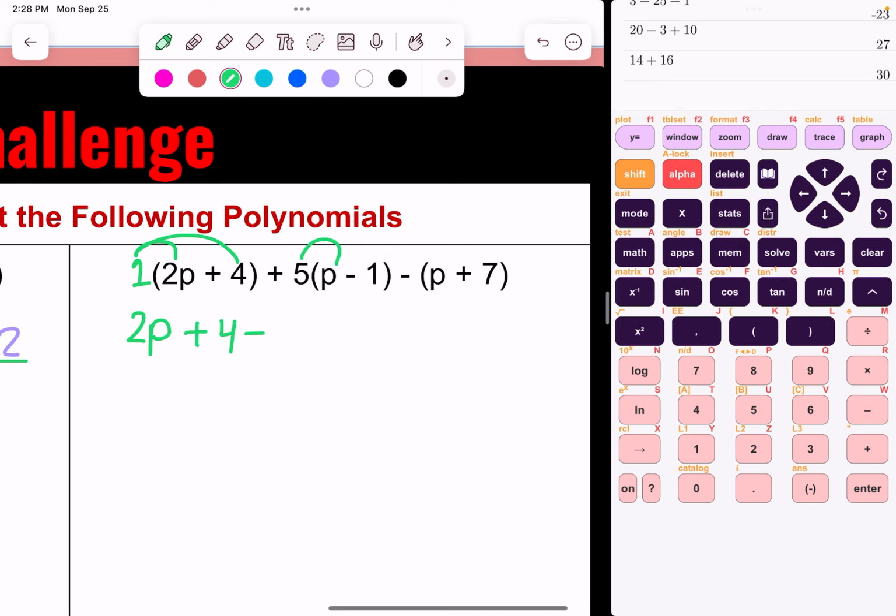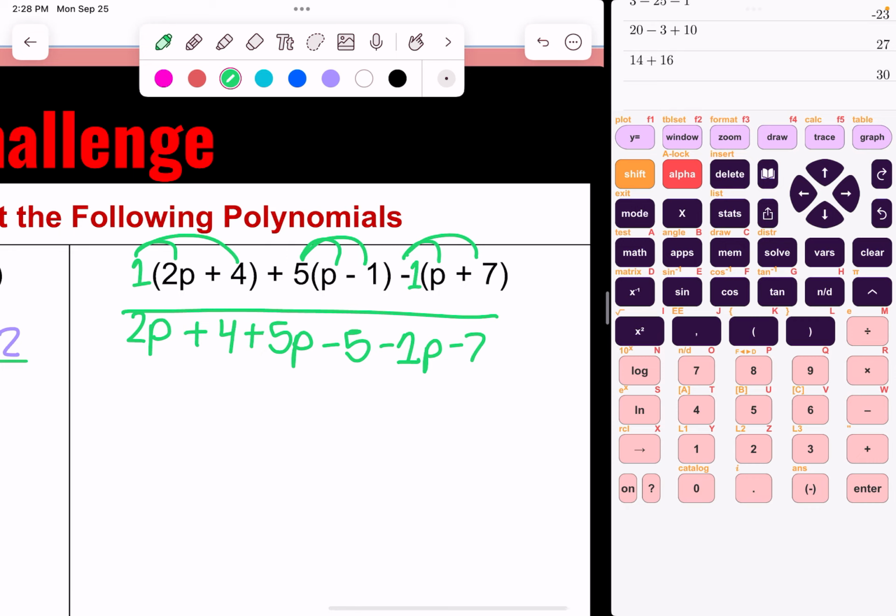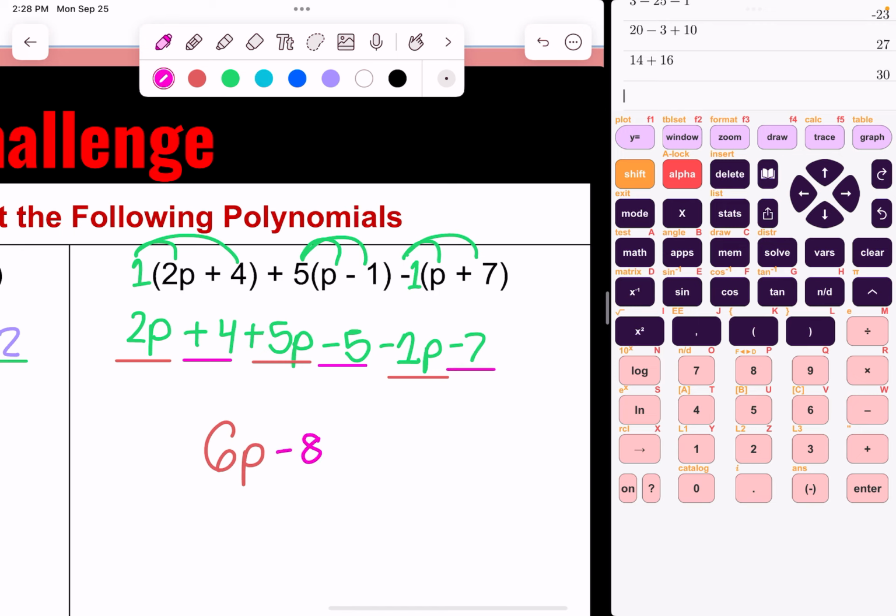5 times p is 5p. 5 times negative 1 is negative 5. Now there's a negative 1 in front of this. Negative 1 times p is negative 1p. And negative 1 times 7 is negative 7. I was about to box in my answer, but that is not in standard form because I didn't combine like terms. 2p plus 5p is 7p, minus 1p is 6p. And then 4 minus 5 is negative 1, minus 7 is negative 8.